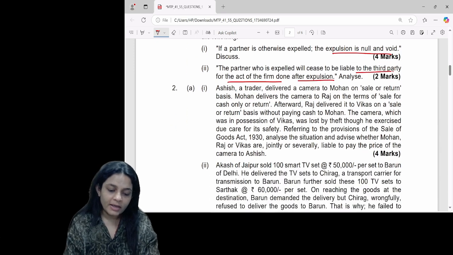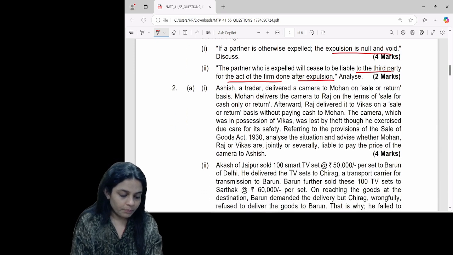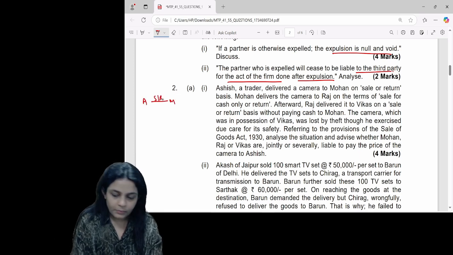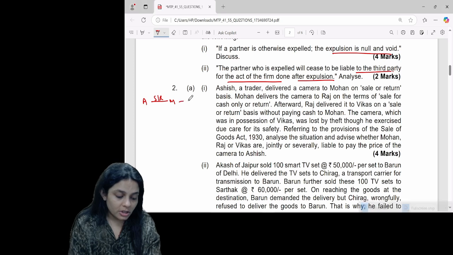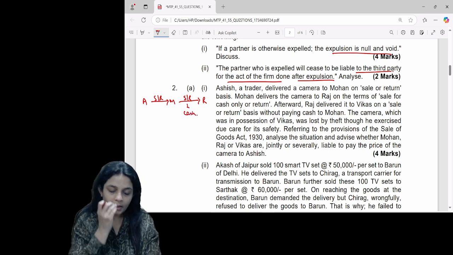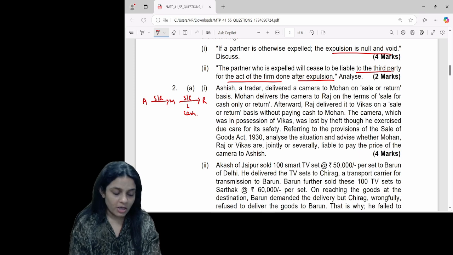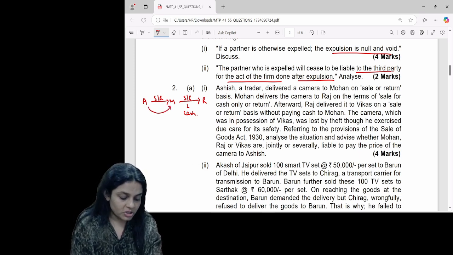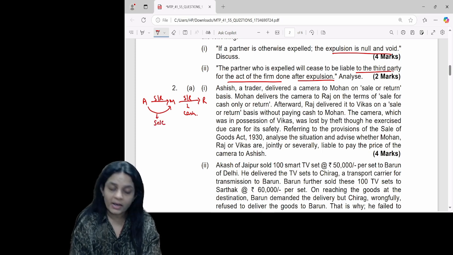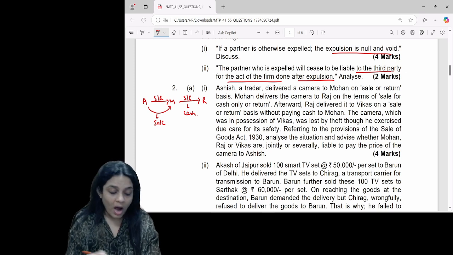Ashish, a trader, delivered a camera to Mohan on sale or return. So Ashish gave his camera to Mohan on sale on approval. Mohan delivers the camera to Raj on terms of sale on approval on cash basis. The moment Mohan gave it to Raj, as between Ashish and Mohan, it is a sale, correct? Now, Mohan gave it to Raj on sale on approval on cash basis.